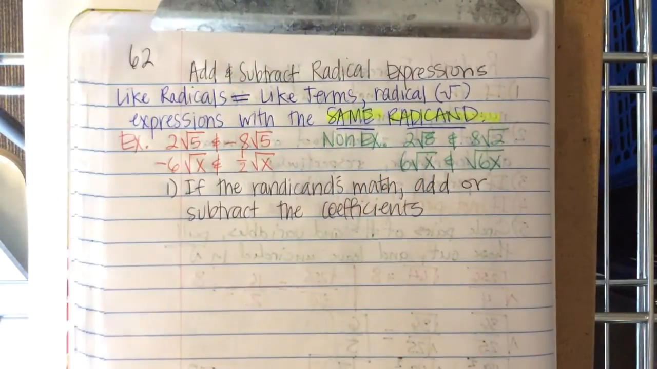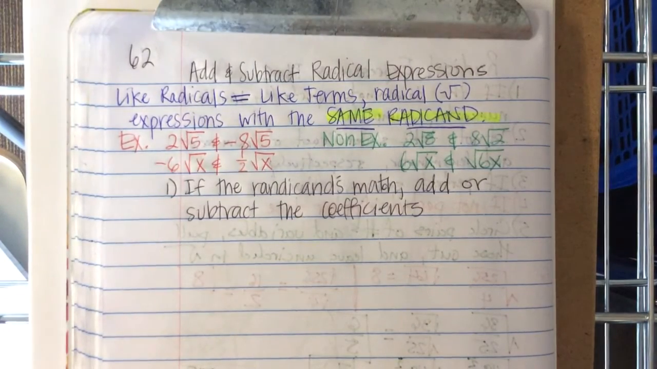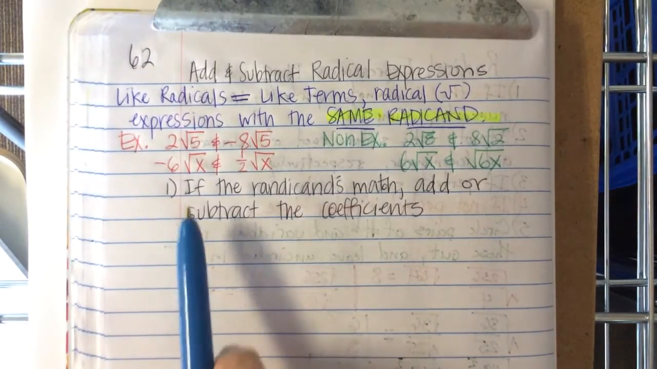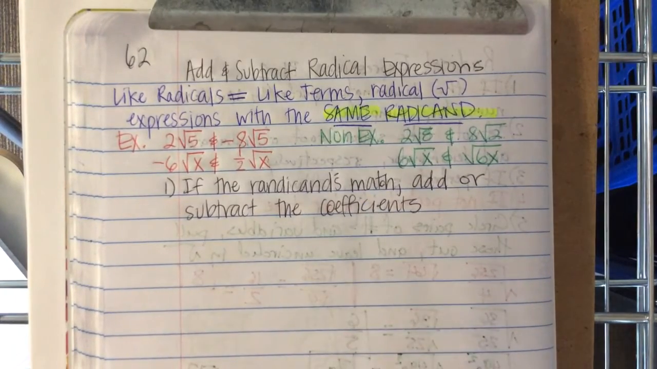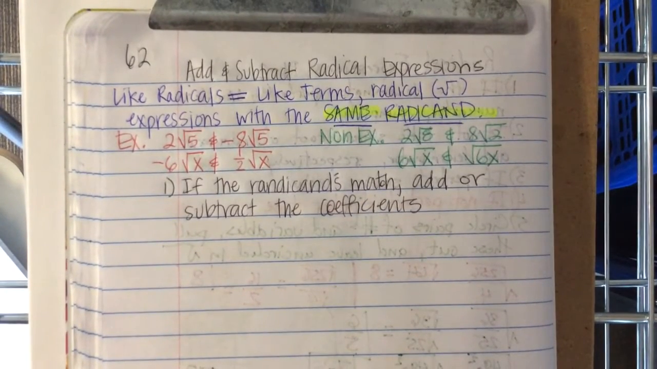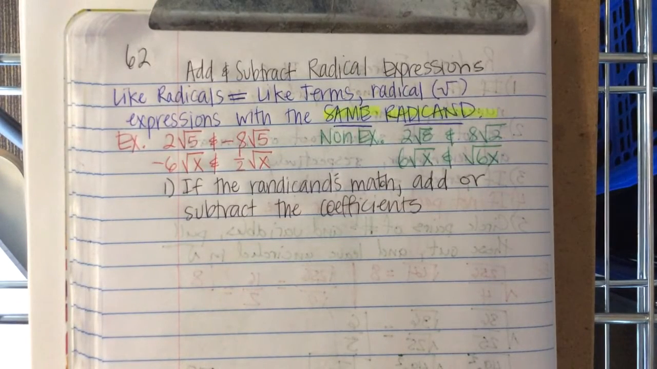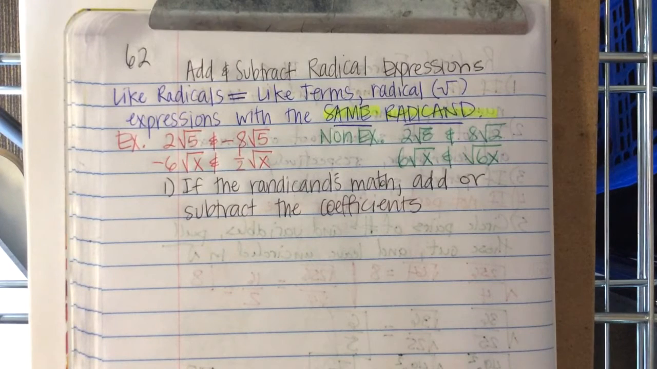It's just like terms. Can you add 3x and 4x? Yes, they have the exact same variable. Can you add 12y and 14y squared? No, because they don't have exactly the same variable. If the radicands are exactly the same, you add or subtract the coefficients.